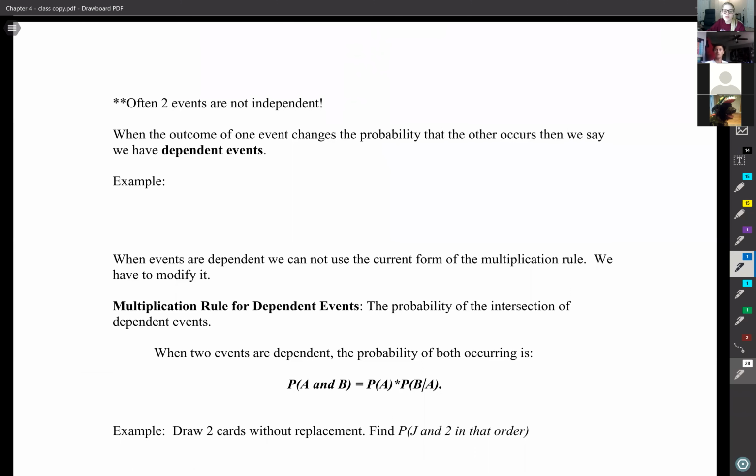Okay, so this next thing just says often 2 events are not independent. So it's really nice when we can assume that they are. Like on the last one, we drew a card from a deck and we replaced it, which means that our events are independent because we start fresh with the same deck. But sometimes we have dependent events. So when the outcome of one event will change the probability that the other occurs, then we say we have dependent events.